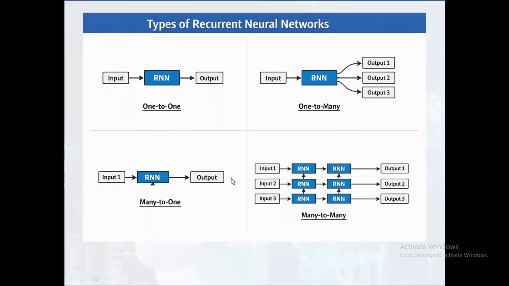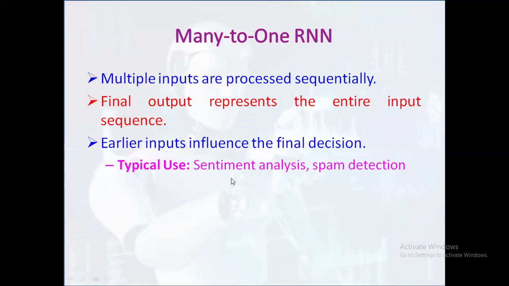This is the many to one. In this case, multiple inputs are processed sequentially. That means in many to one RNN, a sequence of input is fed into the network at a time in chronological order, and the final output represents the entire input sequence. This means the output is produced only after the entire input sequence is processed, summarizing all the information.